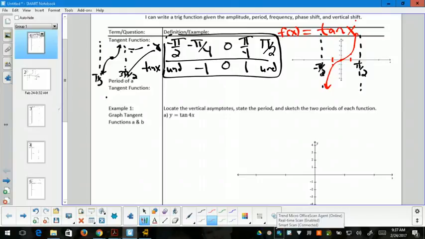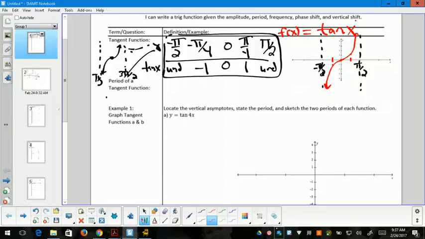Is the only difference from these notes from the other ones that we're dealing with tangent instead of sine and cosine? In terms of phase shift and amplitude and all these things affecting the graph, yes. We're going to do the same things to x to change our x coordinates, the same things to y to change our y coordinates. We just start with a different parent function.